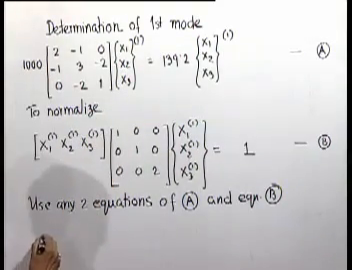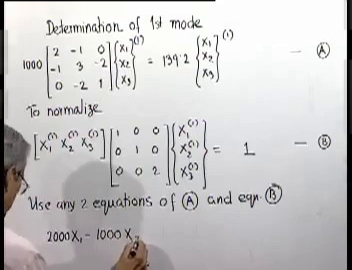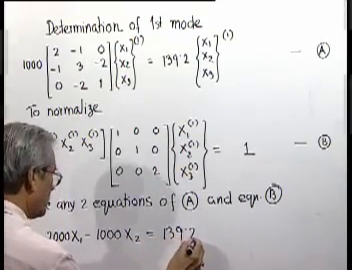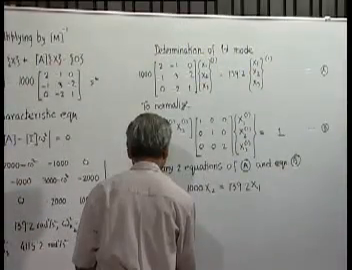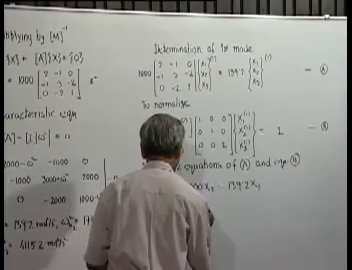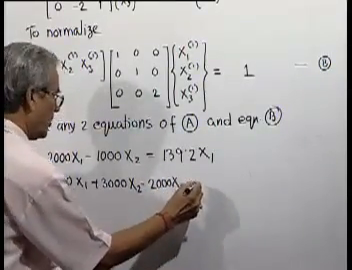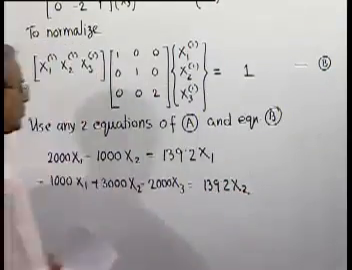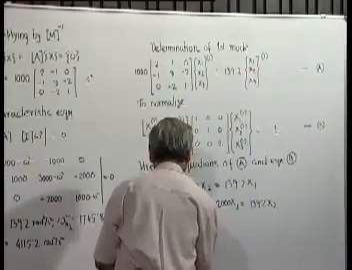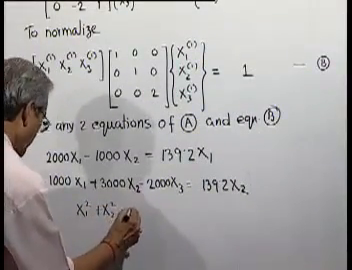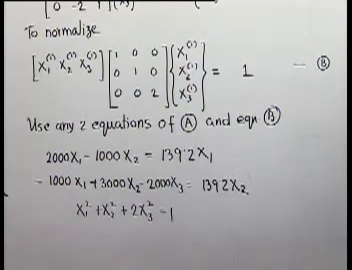So let us solve the first 2, let us say. The first equation will be 2000 x1 minus 1000 x2 equal to 139.2 x1. The second equation will be minus 1000 x1 plus 3000 x2 minus 2000 x3 equal to 139.2 x2. We don't need the third. We will have to use this one, and this equation is what? x1 square plus x2 square plus 2 x3 square equal to 1. So these 3 equations we can solve to find out x11, x21, x31.